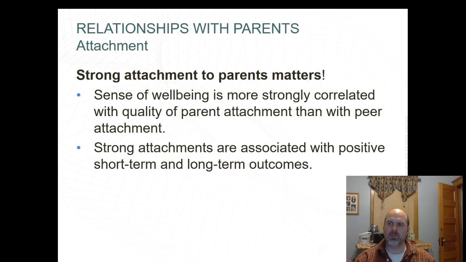However, strong attachment to parents matters. The relationship remains strong during adolescence. Strong attachments are associated with academic success and good peer relations, as well as a lower risk for drug use and antisocial behavior in later life. So it may be influenced by pubertal status.